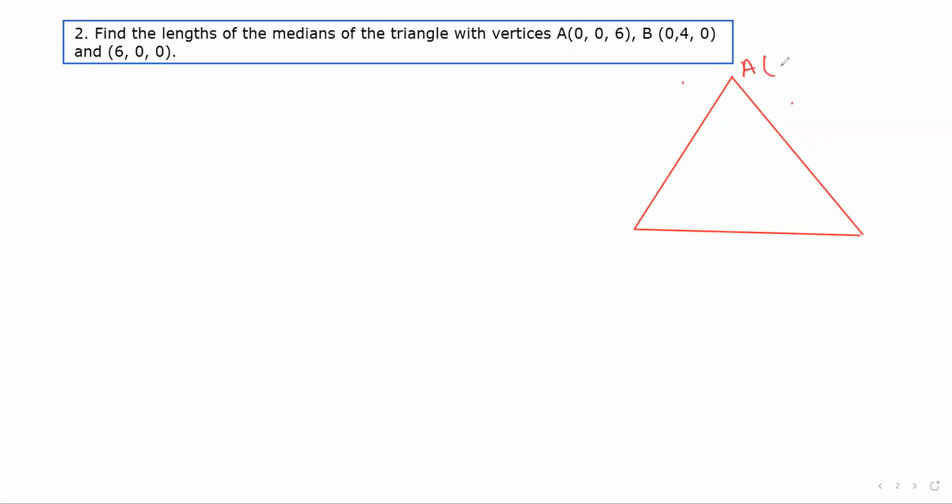The triangle's coordinates are given: A(0, 0, 6), B(0, 4, 0), and C(6, 0, 0). Median. A median is a line which joins your vertex with the midpoint of the other side. So a line joining a vertex to the midpoint of the opposite side would be considered a median.